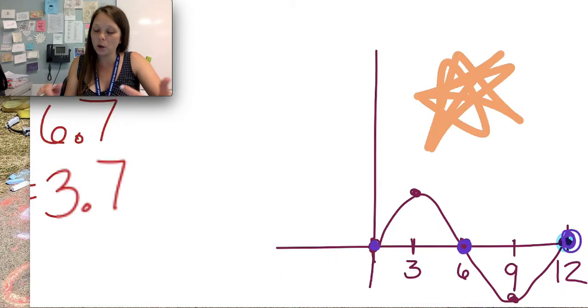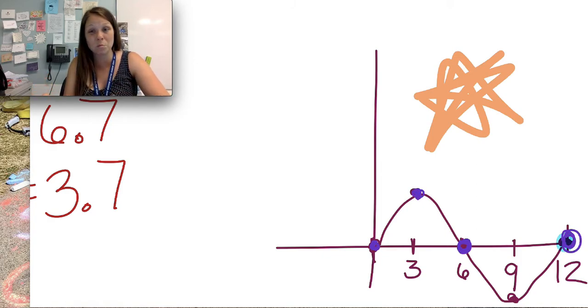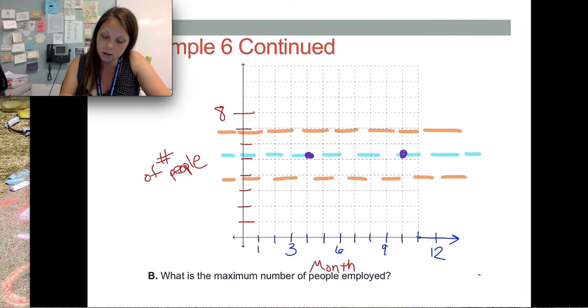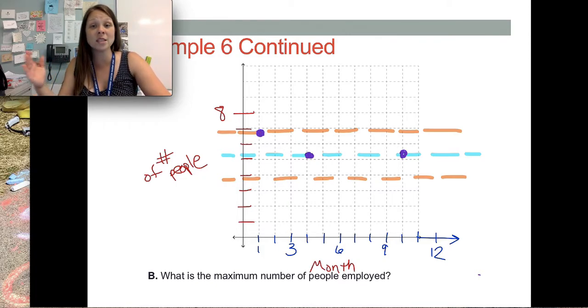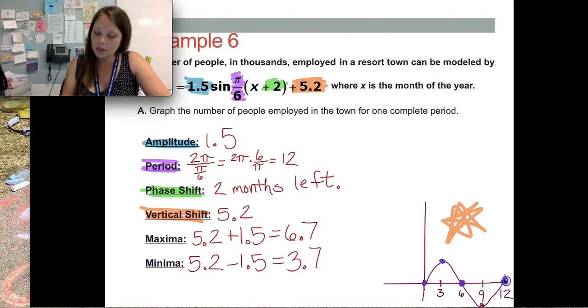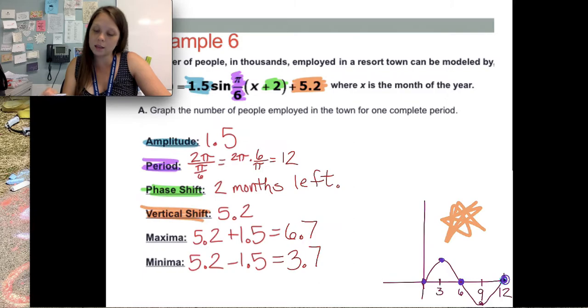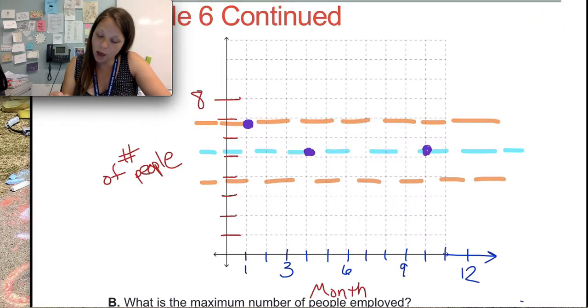So now I'm going to look at all these points that are at my highs and lows. So I originally had a maximum at 3 months, but now I'm going to move that back 2 months. So 3 minus 2 takes us to month 1. So I'm going to have a maximum at that 1 month mark. So it was at 3 months, but it's been shifted 2 months back because of that phase shift. Then I had a minimum at 9 months, but I'm going to move that 2 months back. So now at 7 months, I'm going to have a minimum.